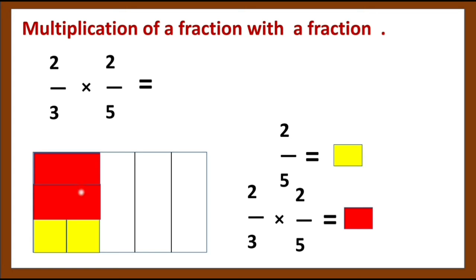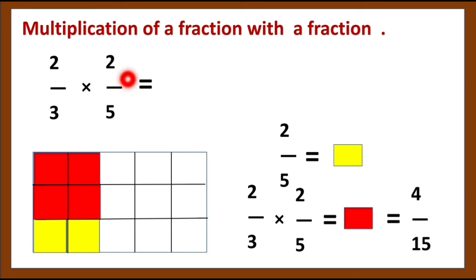To represent this area as a fraction, I am dividing this rectangle into equal parts like this. So observe that we get 15 equal parts. Out of these 15, the red colored area is in 4 parts, which is nothing but 4 by 15. Dear students, observe this. 4 by 15 we can get like this.